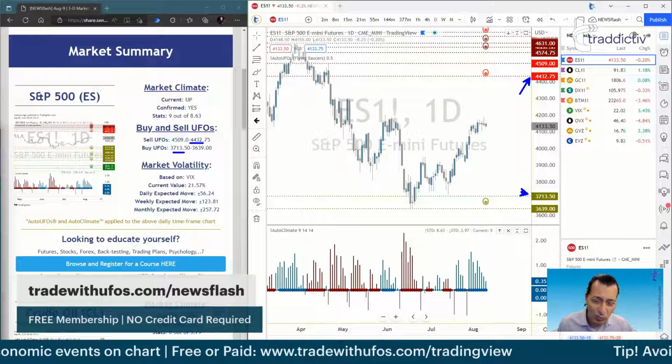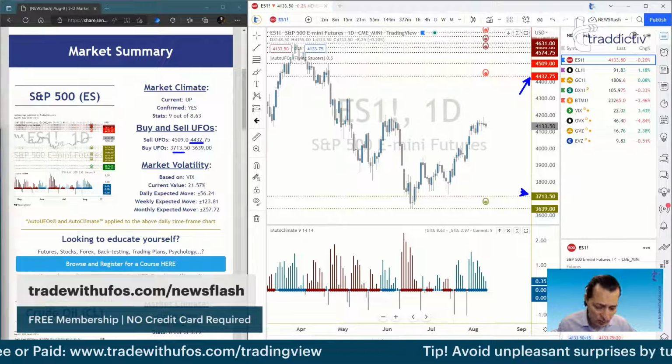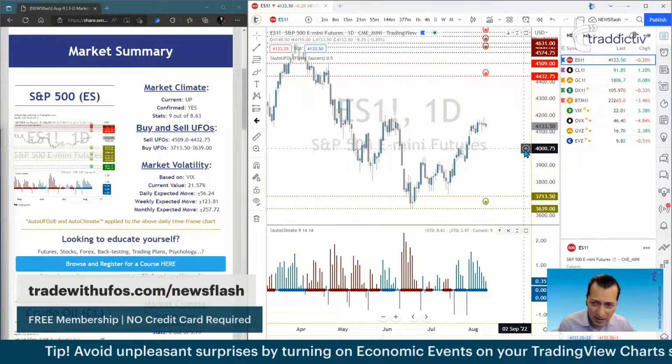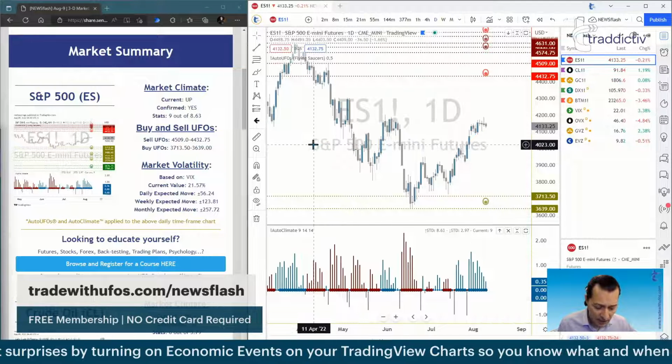So of course, if the market was to rally so much or drop so much, those potentially, depending on your trading plan, could be beautiful entry points, again, depending on your trading rules.